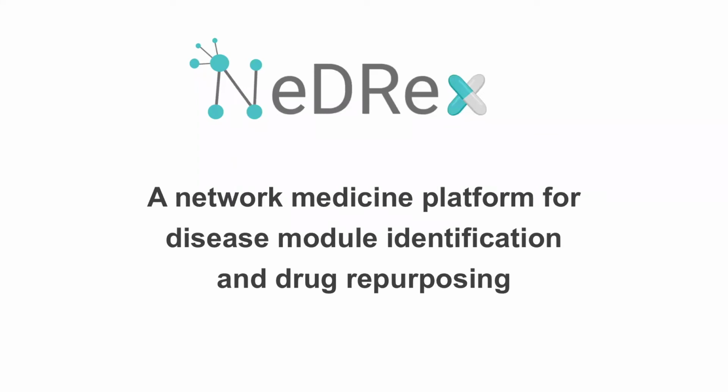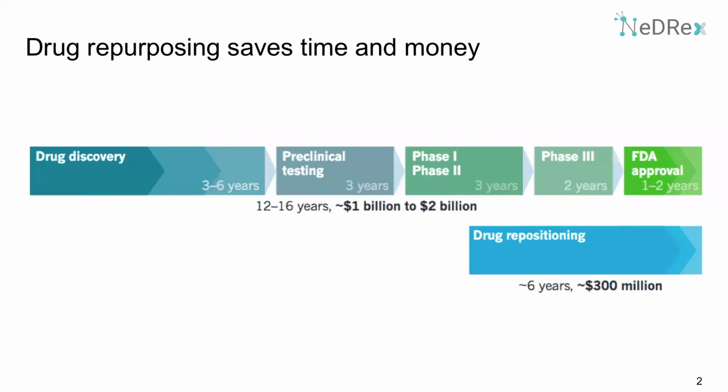Hi, welcome to this short introduction to NeDRex, a network medicine platform for disease module identification and drug repurposing. Drug repurposing is the process of identifying alternative uses for existing approved drugs. Compared to traditional drug development, drug repurposing has advantages such as lower cost, reduced risk, and faster drug development timelines.